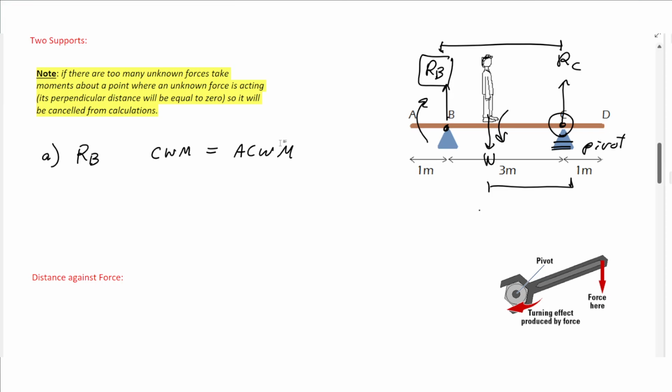So whenever it is said that an object is supported, in equilibrium, at rest, stationary, held in place, all these mean two things. Clockwise moments equal anti-clockwise moments about a pivot. In this case, we chose the pivot to be point C to get RB first. And if you are required to calculate RC, then you use the other condition for equilibrium, which is resultant force equal to 0. So the forces pointing upwards, in this case RB plus RC, are equal to the forces pointing downwards, in this case W.